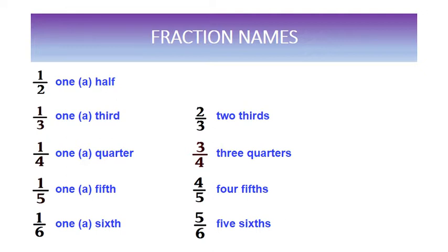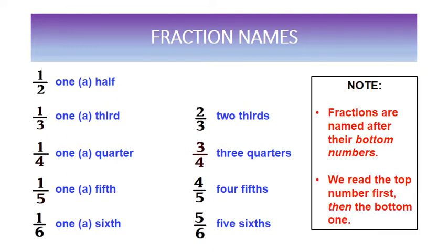So there's a couple of things to notice when we're looking at fractions, that they're named after the bottom number. Now the 3 that are quite tricky are the first 3, where you've got half, third and quarter. After that though, they follow a pattern. So if it's 5 at the bottom, it's fifths, 6 at the bottom, sixths, 7 at the bottom, sevenths, 8 at the bottom, eighths, and so on. And the other thing to notice is that we read the top number first and then the bottom one.